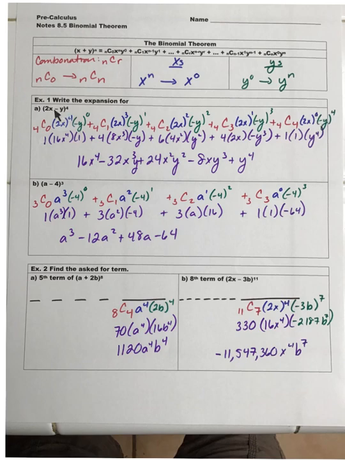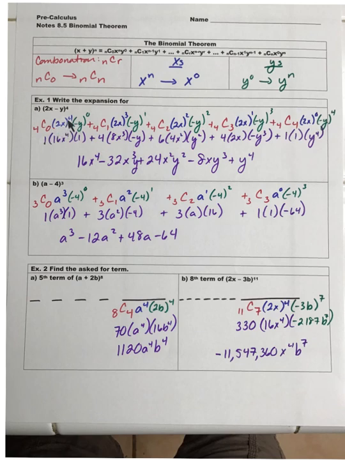Whatever's in the second position starts low and goes high. The negative sign stays with the y, because notice this was a plus. So that would be like saying plus negative y. So we have the opposite of y to the 0, the opposite of y to the 1st, the opposite of y squared, the opposite of y cubed, and the opposite of y to the 4th. Okay, so this is in your calculator. So 4C0 is actually just 1.